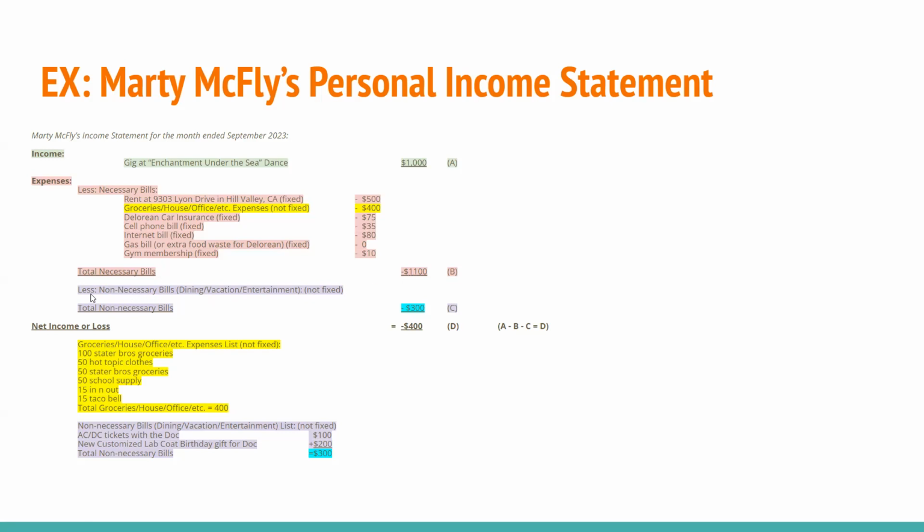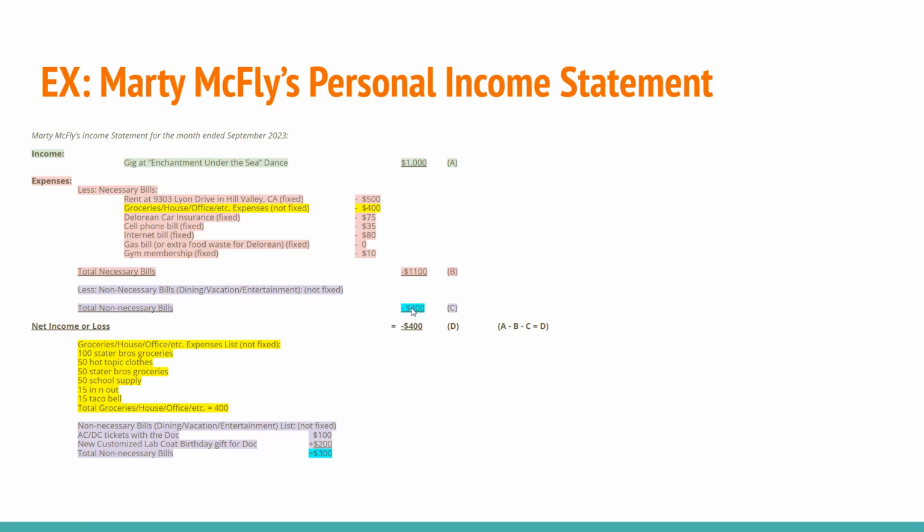But moving forward, we have more or less non-necessary bills, which is dining, vacation, entertainment, and these are not fixed. You went to an AC/DC concert with the doc, which is $100. He got Doc a lab coat birthday gift, and I don't know when his birthday is. I just put that because the Doc is just a really cool, funny character. And total necessary bills came out to 300. So that's where this 300 came from.